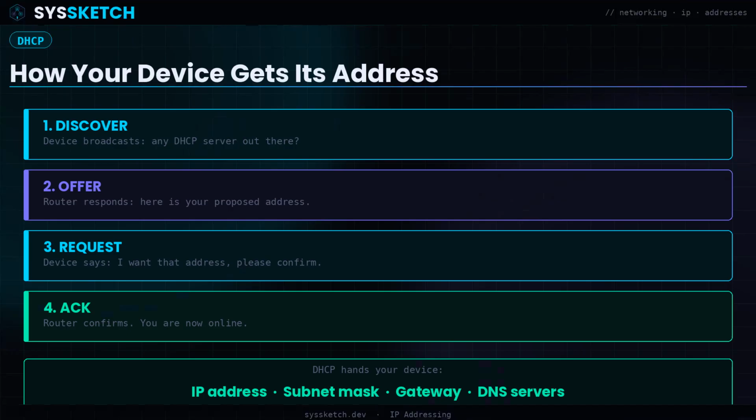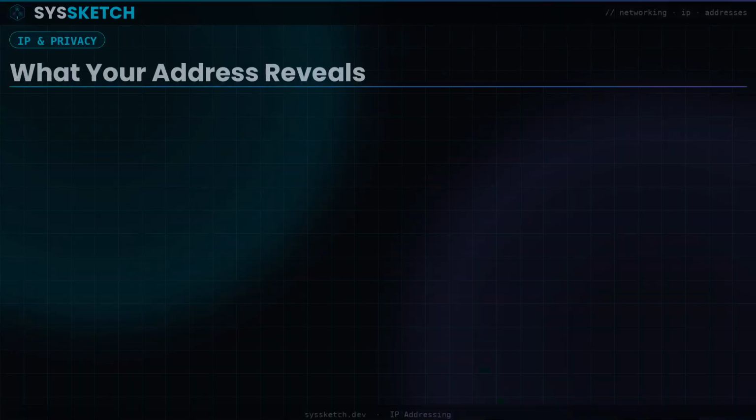DHCP is why connecting to any network feels completely effortless. The hotel Wi-Fi, the coffee shop hotspot, your phone's mobile data connection. Every one of them runs DHCP behind the scenes. You tap connect, and the entire address negotiation happens automatically before you are even aware it has occurred.